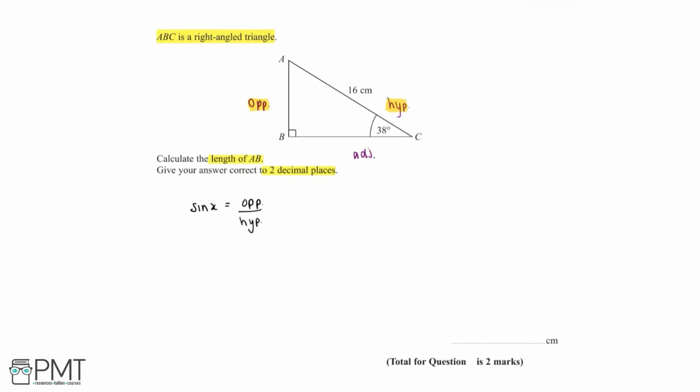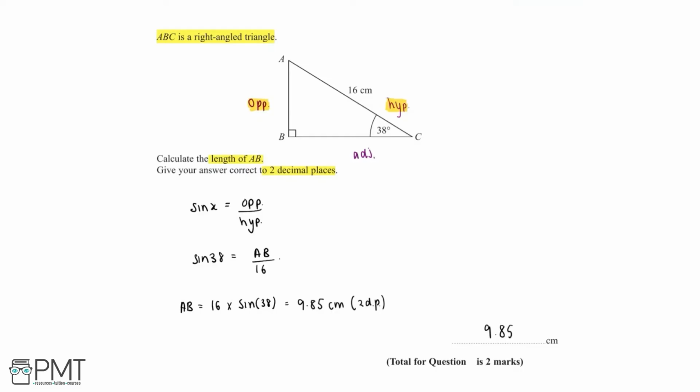So now let's write this in the context of our triangle. We can say that sine 38 is equal to AB over 16. And so to find AB, we can do 16 multiplied by sine 38. Putting this into our calculator, we'll find that AB is equal to 9.85 centimeters to 2 decimal places. And so we've used our trigonometric ratios to find that AB is equal to 9.85 centimeters.